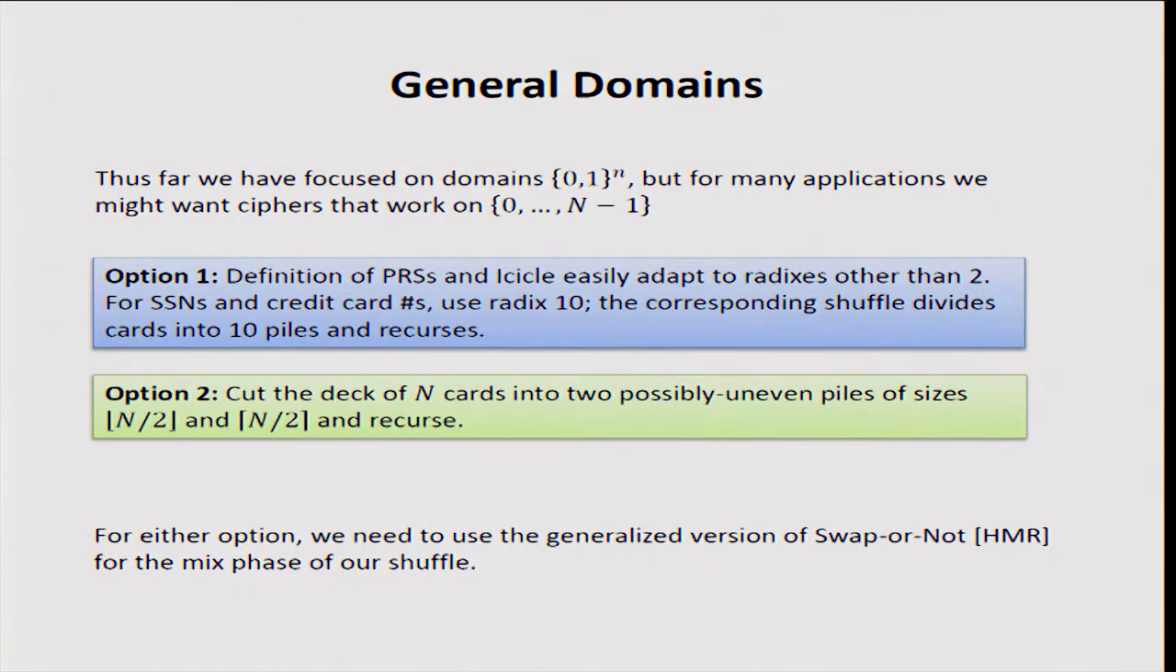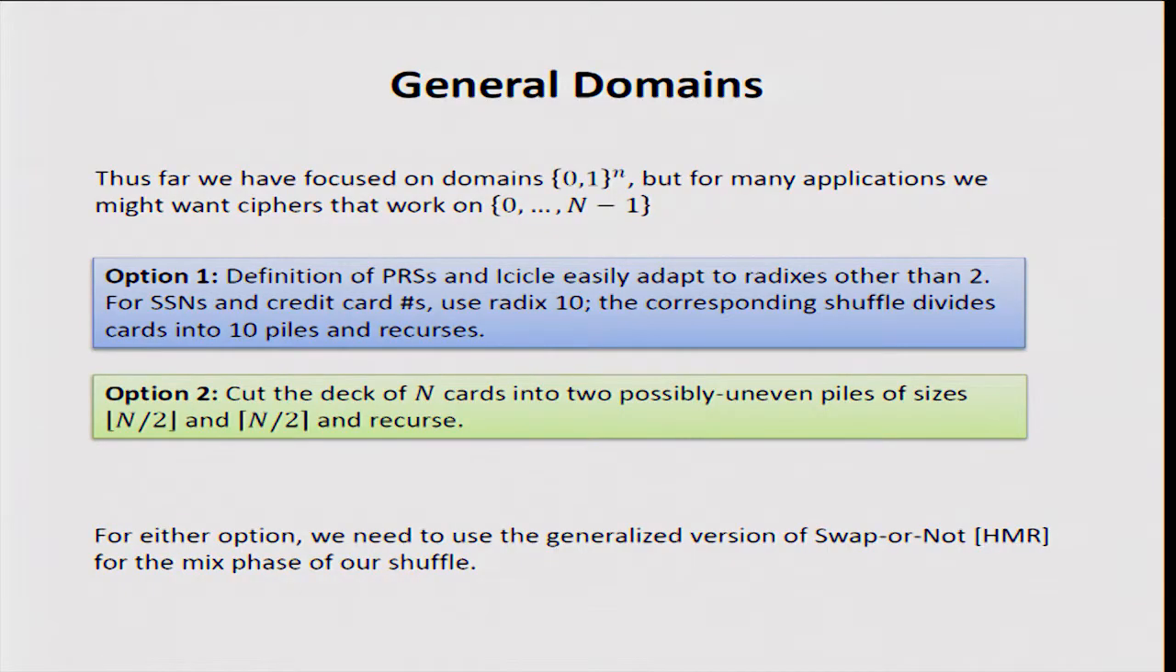With either option you choose here, the one little caveat is that you need to use the generalized version of swap or not. As I described swap or not earlier, we were using bitwise XOR. Instead, we'd have to use the generalized one, also from last year's crypto paper, and the same bounds apply to that. So no big deal there.